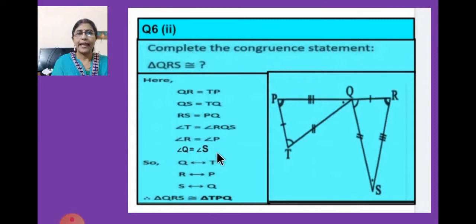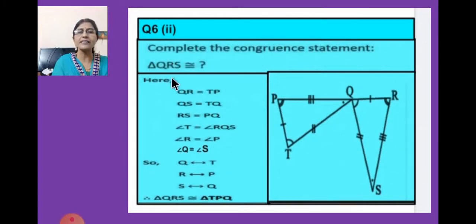And now we will see the vertices. Now you can see here this point Q is common to both the triangles. This triangle also has this point Q. So first we'll write Q. Q is corresponding to T. Then R. We'll take the next one. R corresponds to P. And S also corresponds to Q. You can see here they are the corresponding vertices. So now based on this we are going to name the triangle.